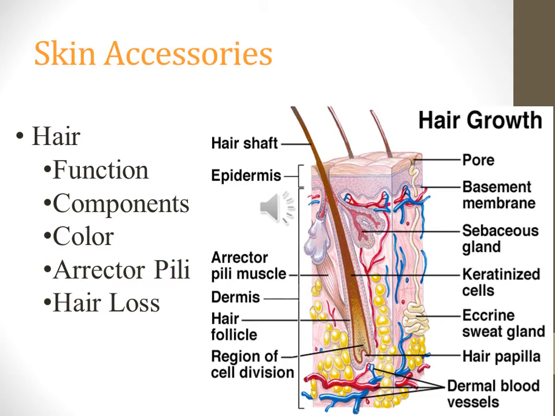Interesting. And then your erector pili muscle is a smooth muscle cell bundle. It attaches to the follicle. You can see that attachment on this picture. And it's going to stand the hair up when it's stimulated, aka you get goosebumps and your hair stands on end.